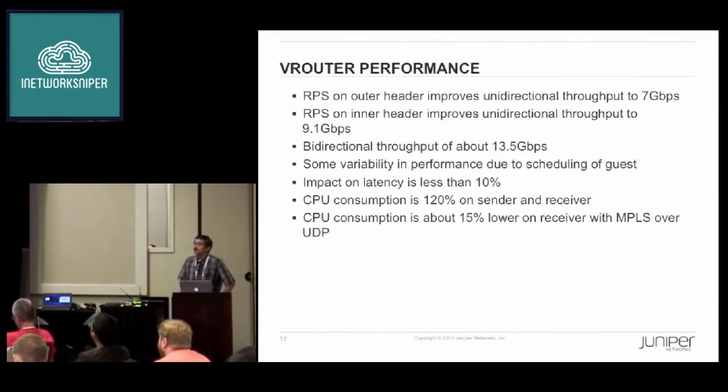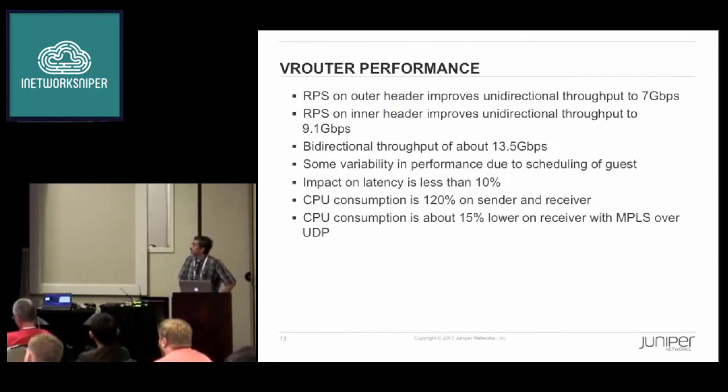So we did RPS on the outer header. So if the packet arrives on CPU core 0, we would do RPS and send it to CPU 1. And all the vRouter processing, decapsulating the packet and doing GRO, happens on CPU 1. And with that, we saw that we were able to get about 7 gigabits per second. But the bottleneck was still CPU 1 because all the processing was happening there.